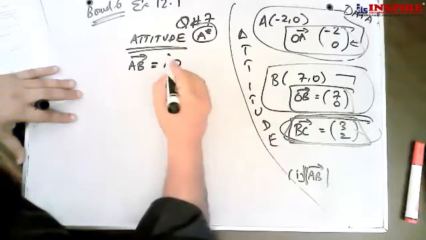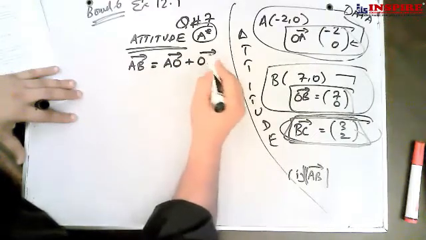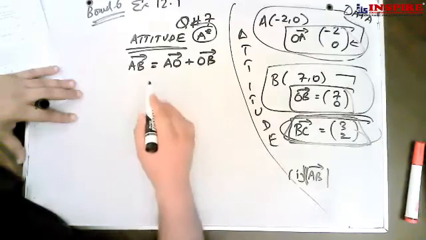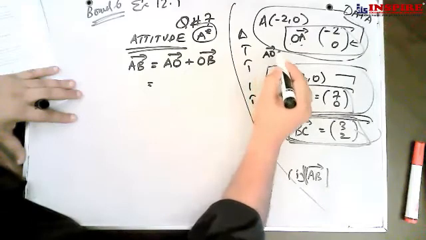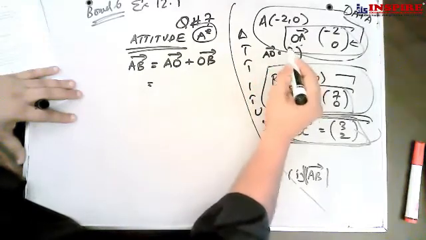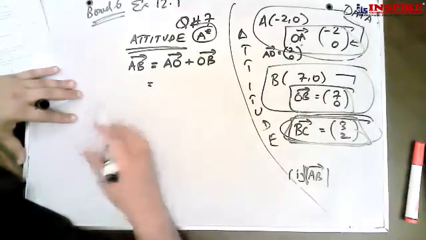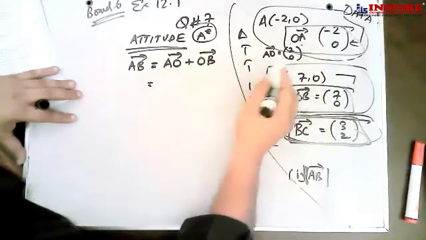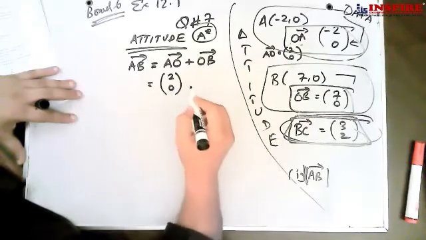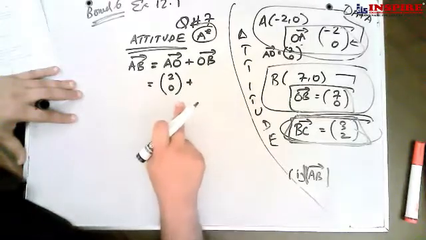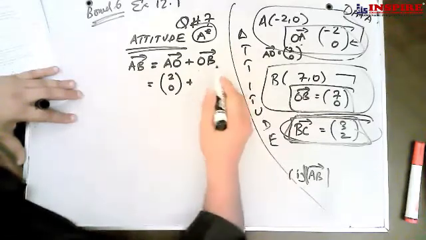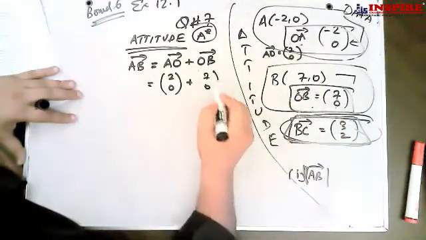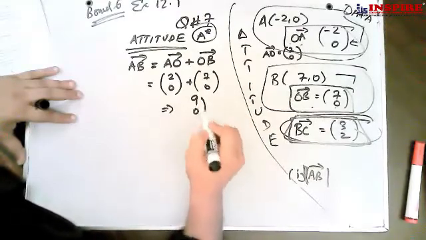AB is equal to AO plus OB. Head to tail rule. Do we have AO? We have OA. So can we do AO here? Yes. AO is minus 2, 0. Do you get it, everyone? Stay with me. This is the final attitude you need to have. So we're doing the final attitude first, and then we can draw and play around with the question. OB is 7 and 0. So AB is 9 and 0.